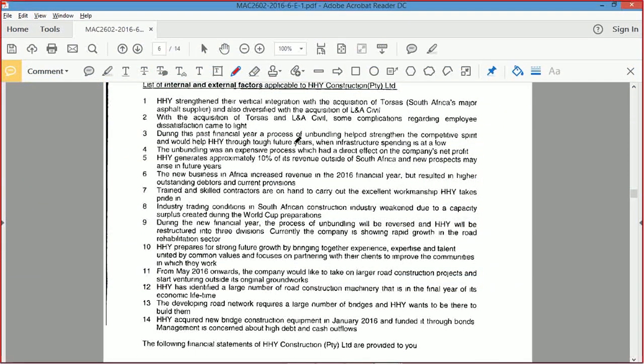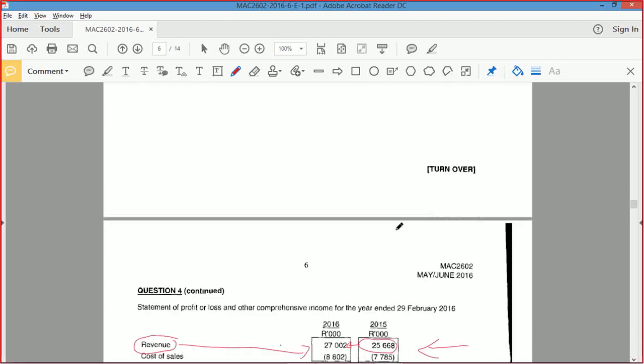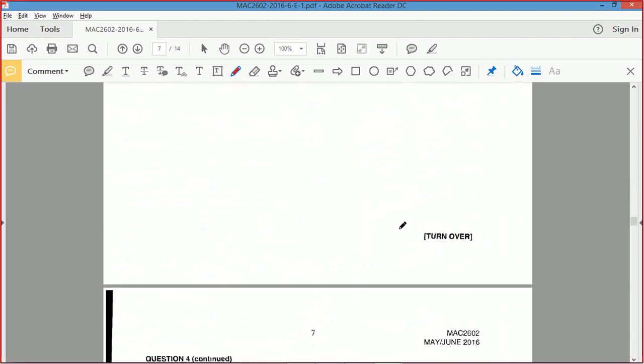3. During the past financial year, a process of unbundling helped strengthen the competitive spirit and would help HHY through tough future years when infrastructure spending is at a low. Okay, so this is obviously looking at the process of unbundling helped strengthen the competitive spirit. This was during the past financial year. Unbundling is when you're selling stuff. Okay, but when looking at selling stuff, did they sell anything here? Let's see.